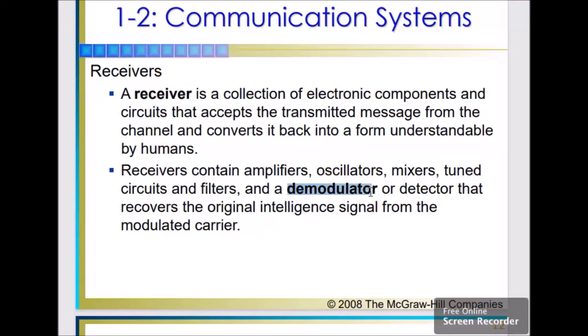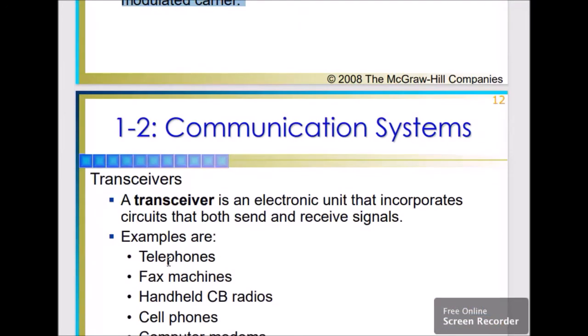Okay, itong demodulator, ito talaga yung pinaka nagre-recover ng ating original signal. Okay, from of course our modulated carrier. More on that later. Okay.